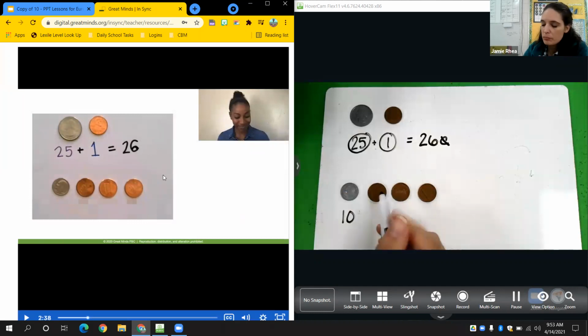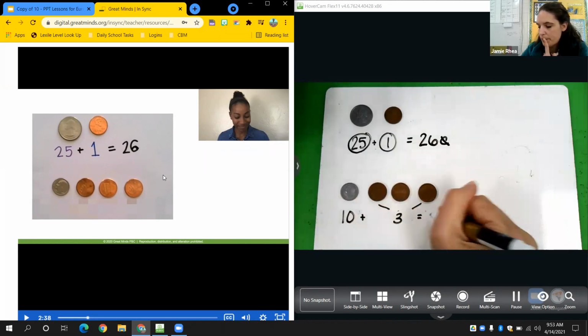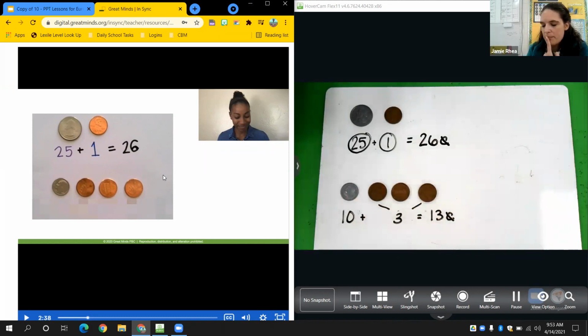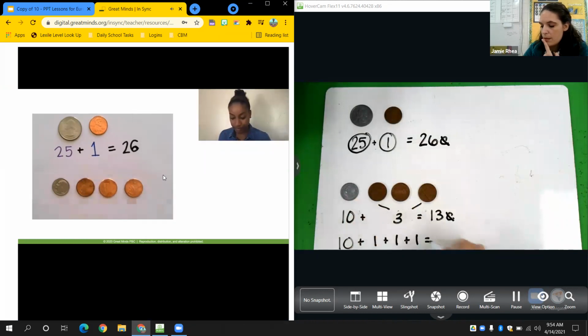You don't have to circle it. How much do I have right here? 1 cent, 1 cent, and 1 cent. Now I could do it like this, or I could go ahead and add these 3 together and get a total of 3 cents. So 10 cents plus 3 cents equals 10, 11, 12, 13. 13 cents. And I'm going to put my cents on. So either way, it still equals the same.